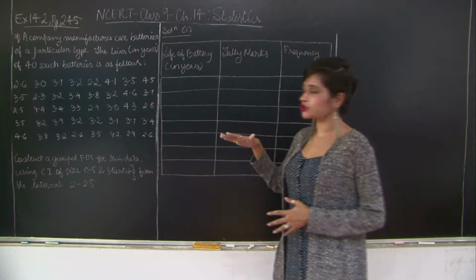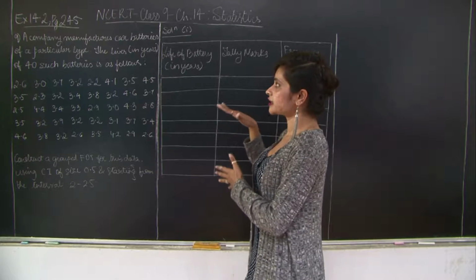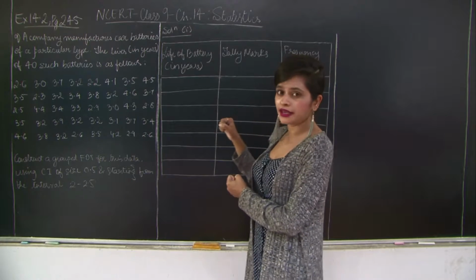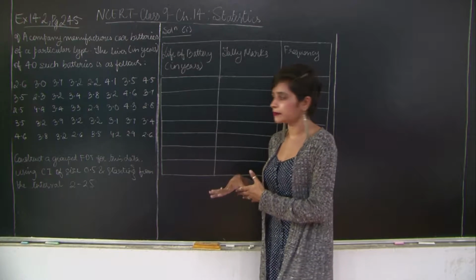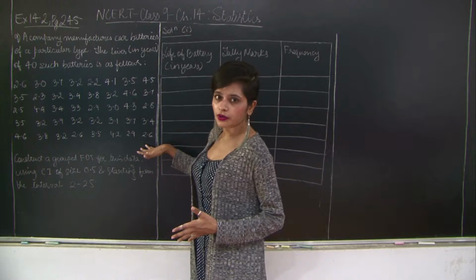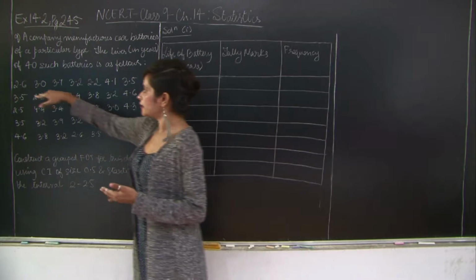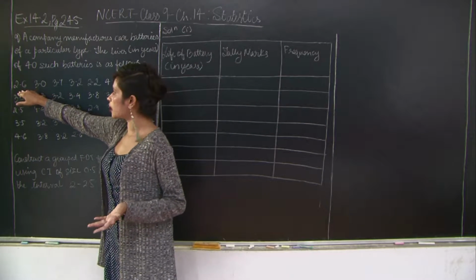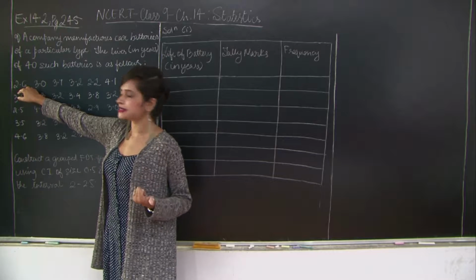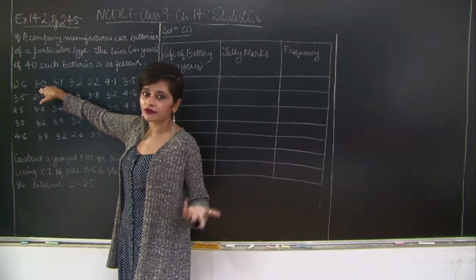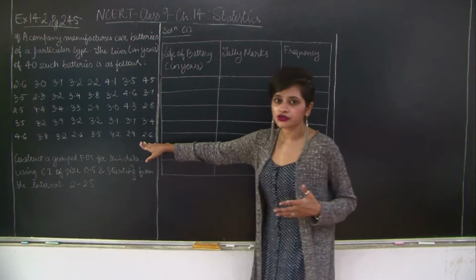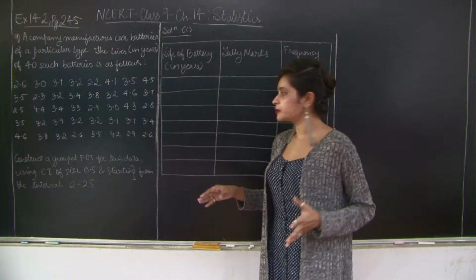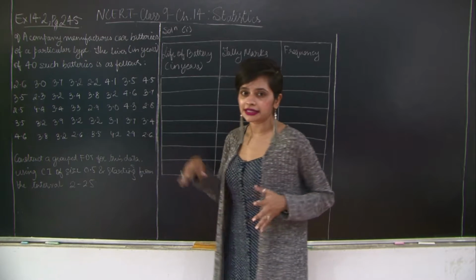So the last question: a company manufactures car batteries of a particular type. The lives in years of 40 such batteries are as follows. So these are the 40 observations for 40 batteries. The first battery that was taken into account had a life of 2.6 years. The other battery had a life of 3.3 years and so on, until the last battery that was accounted for, which had a life of 2.6 years.